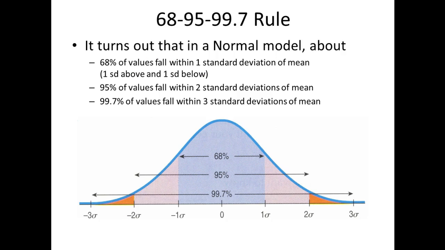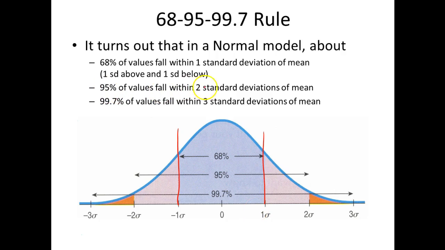The main thing that we're going to look at in this lesson is something called the 68, 95, 99.7 rule. As it turns out, in a normal model, about 68% of the values or scores fall within 1 standard deviation of the mean. What that means is 1 standard deviation above and 1 standard deviation below. So you can see that indicated here as the area shaded in blue. And you can see that it goes from -1 standard deviation to +1 standard deviation, so the whole thing in between is 68%. So it also takes up 68% of the space of the graph itself.